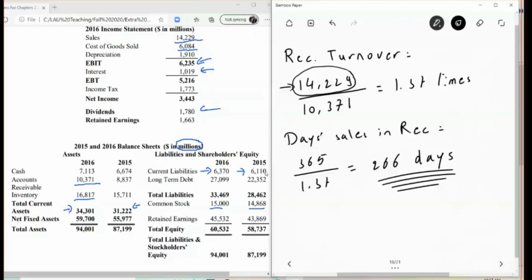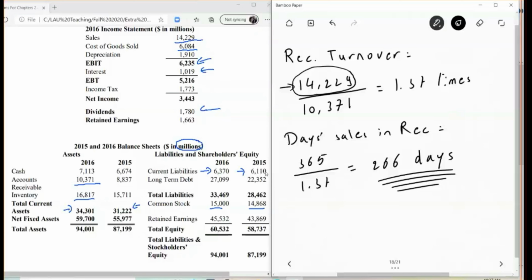So not only is the firm not able to have a high sales volume based on the level of inventory, even when the firm is selling to its customers, it's taking the firm too much time to collect cash from its customers. So there are definitely issues with the collection process within the firm.